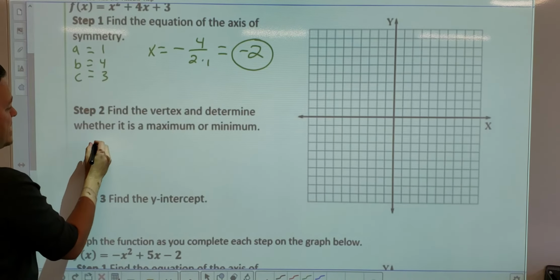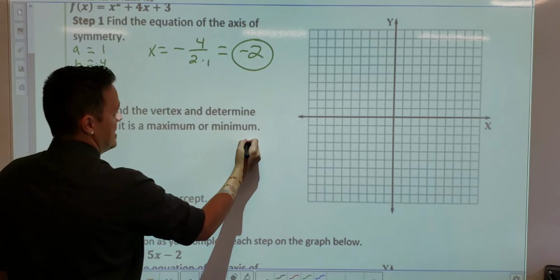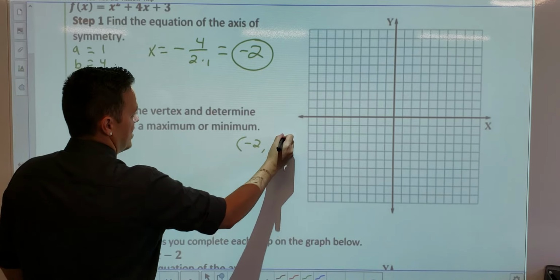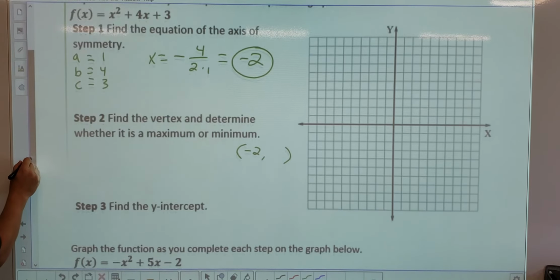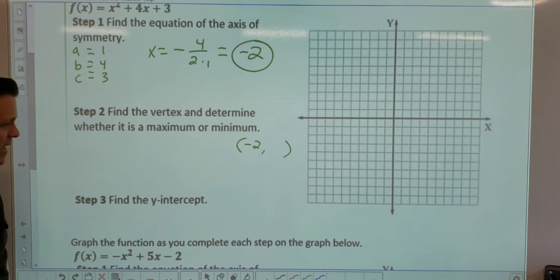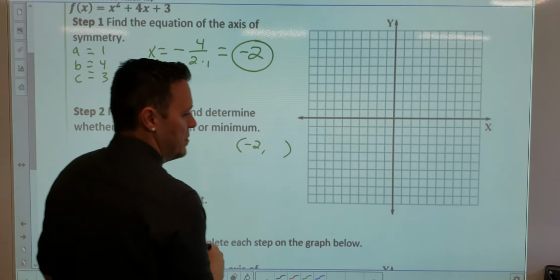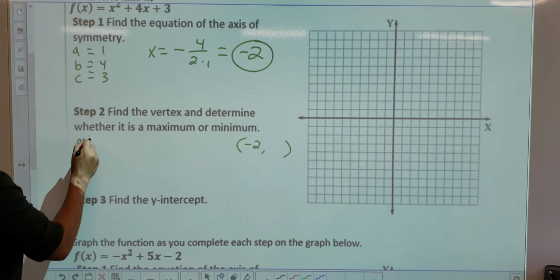Okay, so we know the vertex is going to be negative 2 and something else, right? And then, is it a maximum or a minimum? If it's a positive number, which this is, that would be a what? A minimum, right? So this is a minimum.